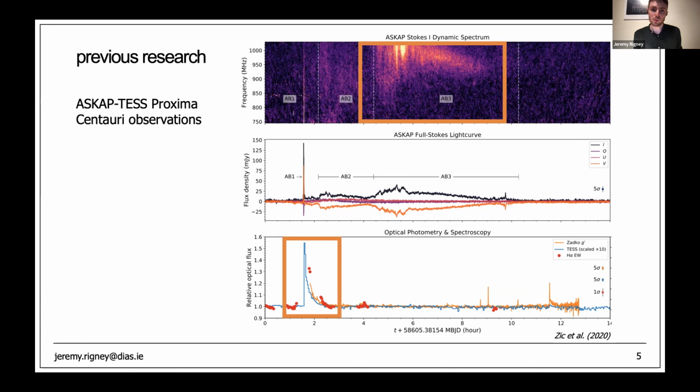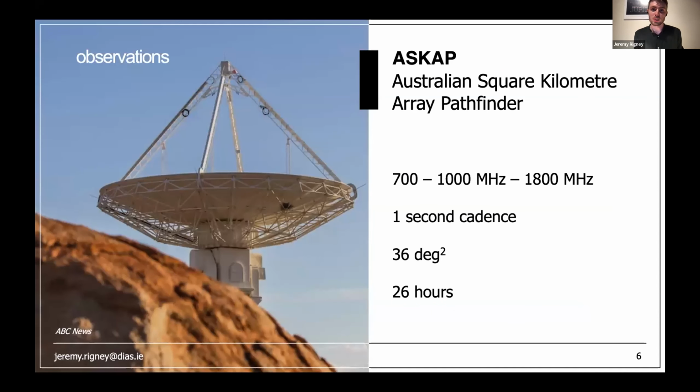But as always, we need more data. And so the aim of our research was to utilize the ASKAP telescope, its wide field of view, and TESS to look for multiple M-dwarf stars at simultaneous radio and optical emission.